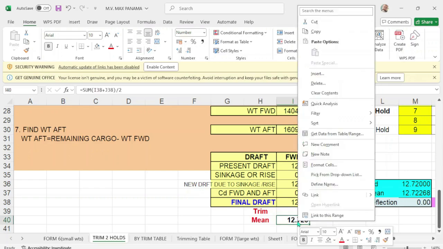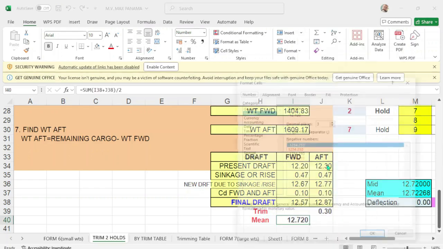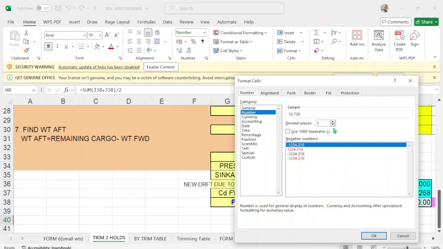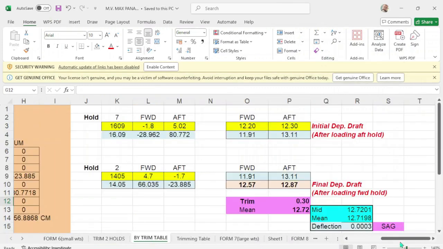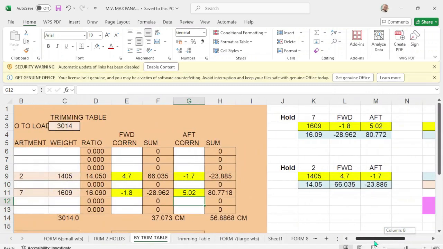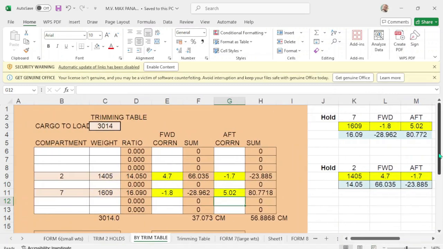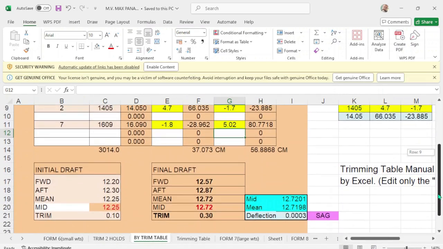Okay, let me just put this one better. Take this one. Okay. And by trim table, your final drop here, forward is 12.57, updraft is 12.87, your main drop is 12.72, your trim is 30 centimeters, and your deflection is 0.